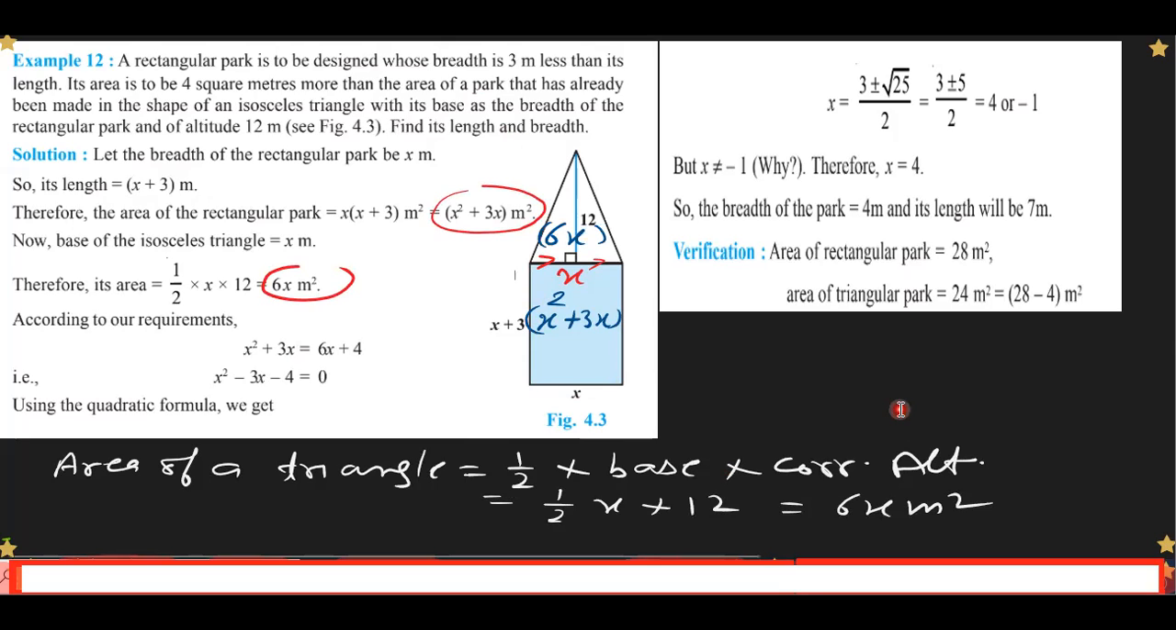अब now what condition is given, ये condition दे रखा है कि ये जो आइसोसेलेस ट्राइंगल का जो पार्क बना हुआ है उसका एरिया में अगर 4 ऐड कर देंगे, then we will be getting the area of this rectangular park. Yes, its area is to be 4 square meter more than the area of the park that has already been made in the shape of an isosceles triangle. ये 6x से जो पार्क का एरिया है 4 ज्यादा है, so we can write here x square plus 3x is equal to 6x plus 4, so that is x square minus 3x minus 4, and this is the required formula. ये हमारे पास required formula है.